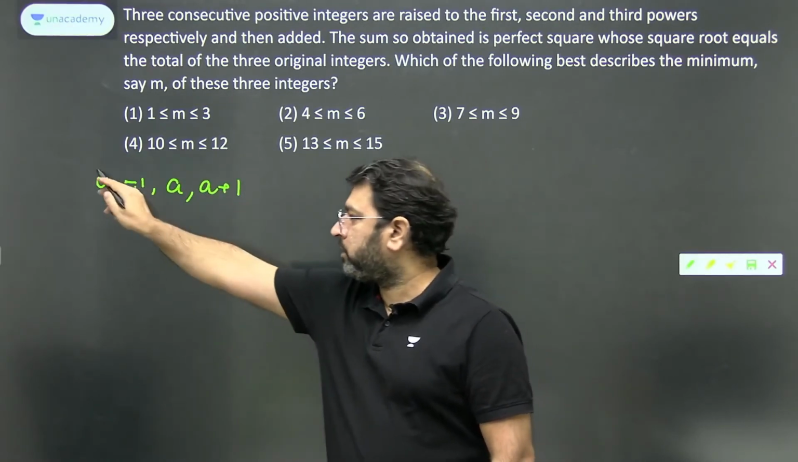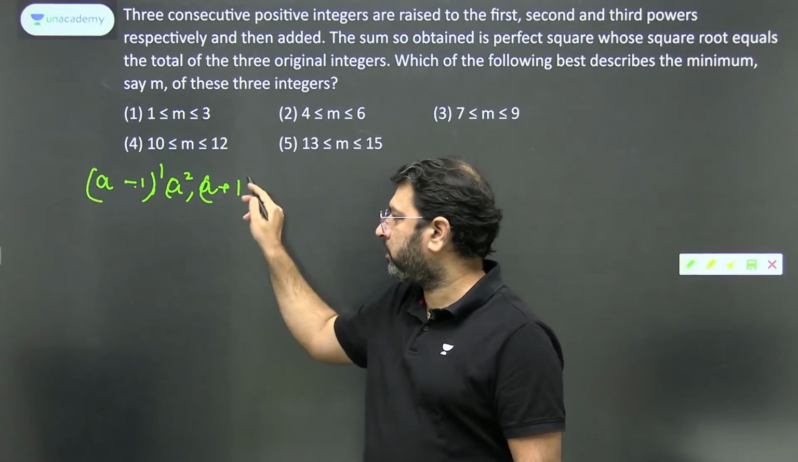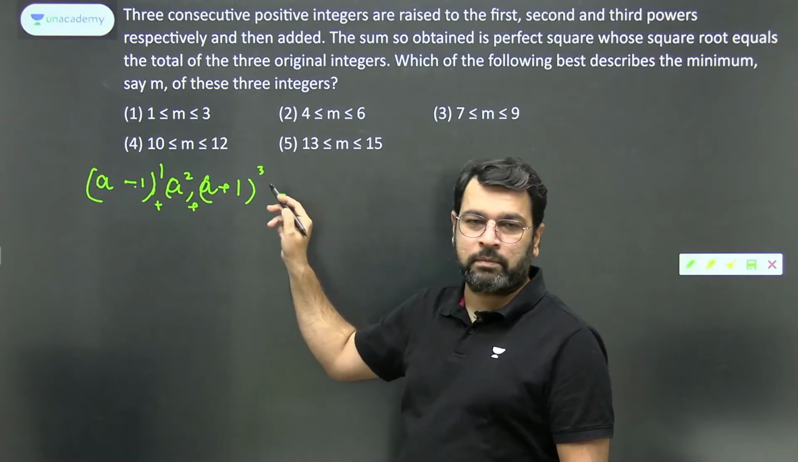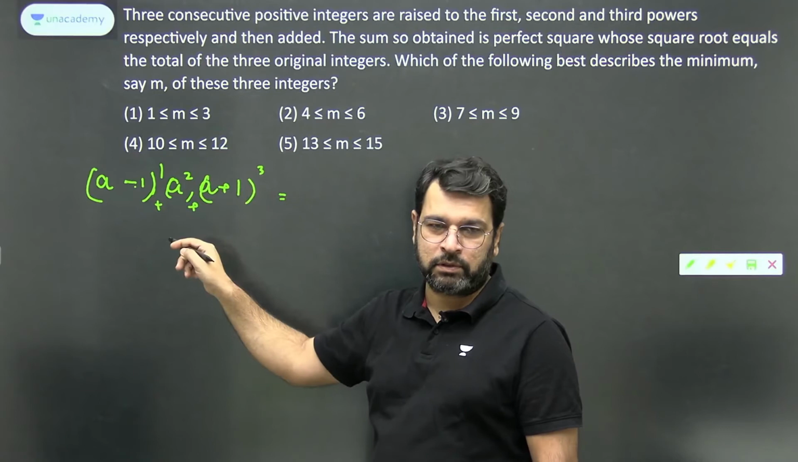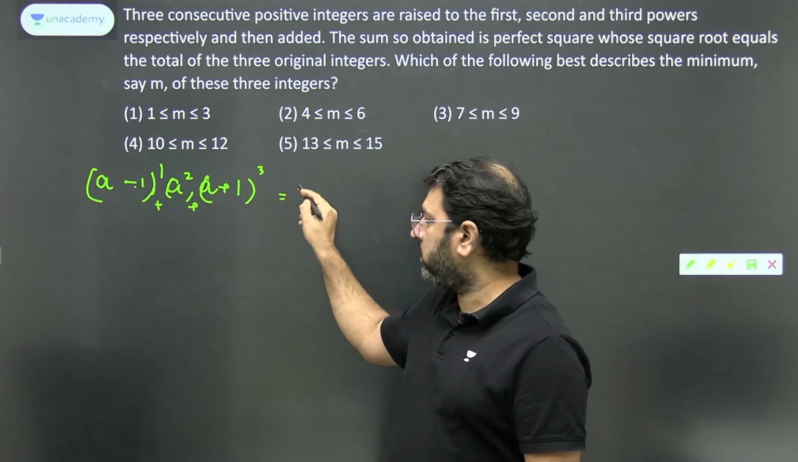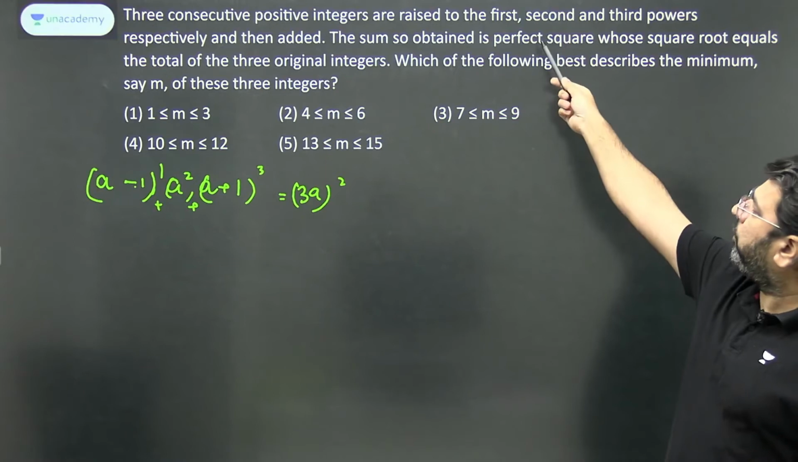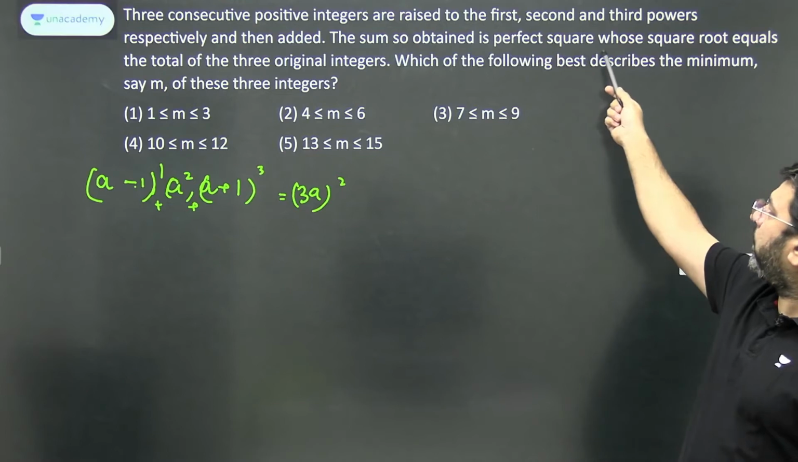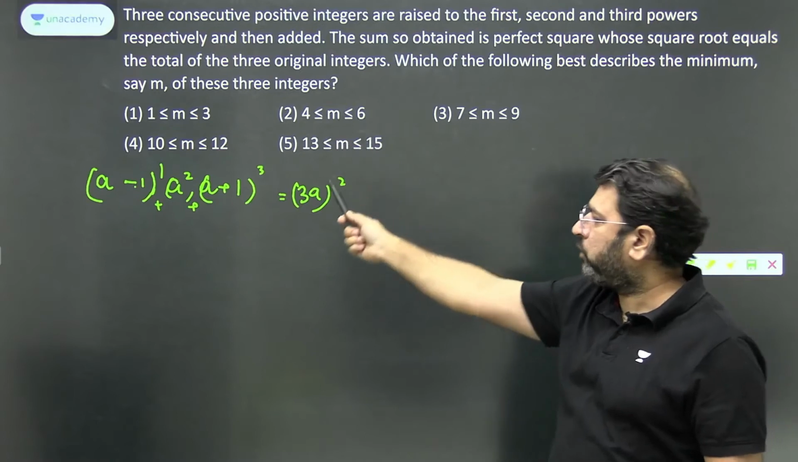Now this is raised to the power 1, this to the power 2, this to the power 3, and then it is added, and this sum is actually the square of the summation of these 3 numbers. If you add a minus 1, a and a plus 1, it will give you 3a. So basically 3a whole square. That is what the question is saying. First, second and third power we have raised, and the sum so obtained is a perfect square whose square root equals the total, that means the sum of the 3 numbers.